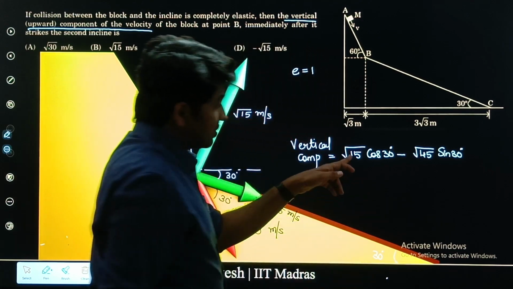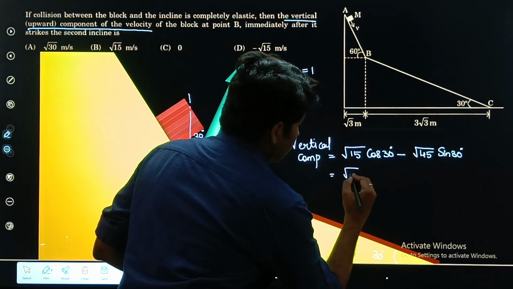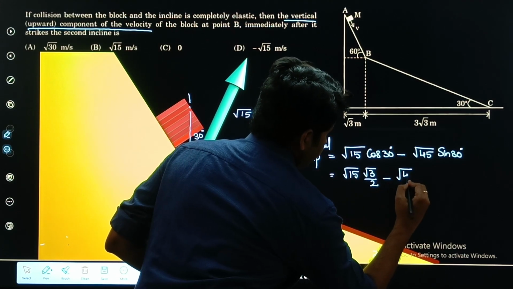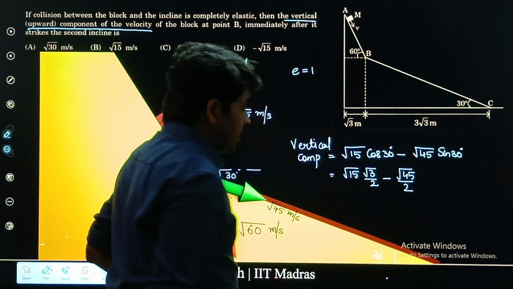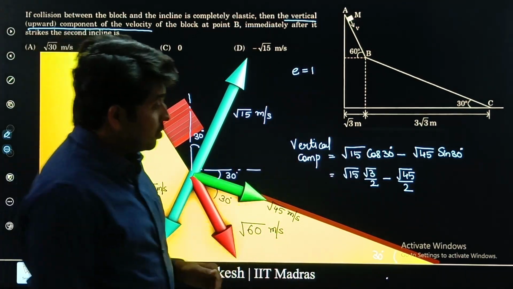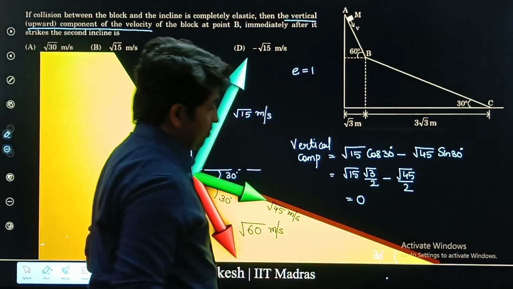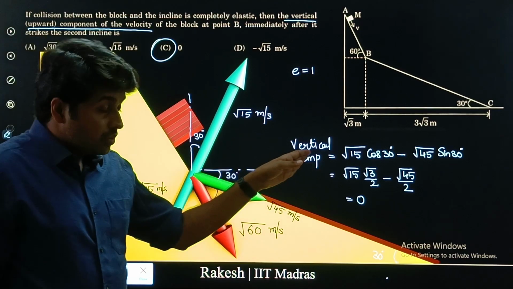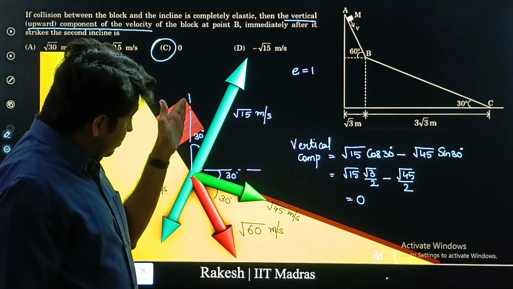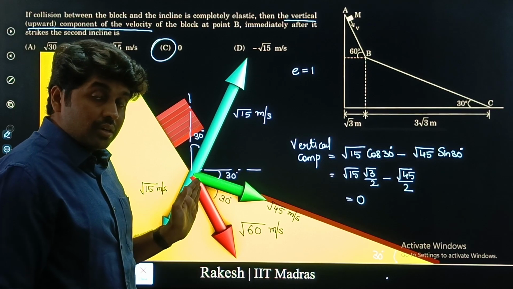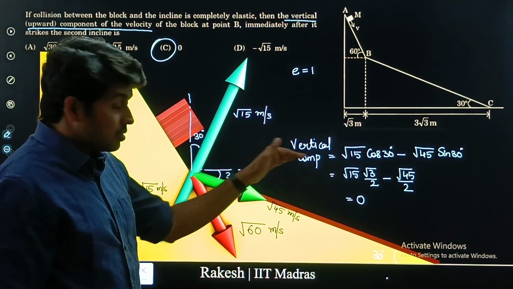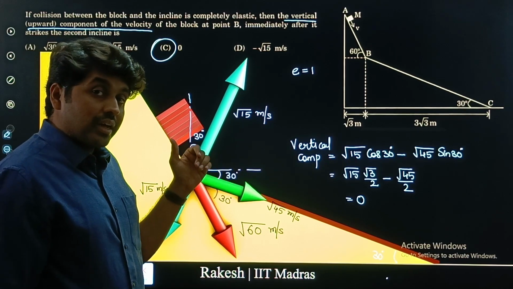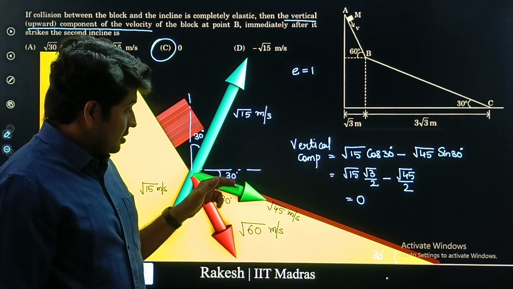Okay, so what is this? Tell me. This is root 15 root 3 by 2 minus root 45 by 2. So that is root 45 by 2 minus root 45 by 2, which is equal to 0. Okay, so this is the correct option. So after collision, if the vertical component of velocity is 0, which means the only velocity is the horizontal velocity of this block. Okay, I want you to again, let us go back to the diagram again and see how the velocity is.